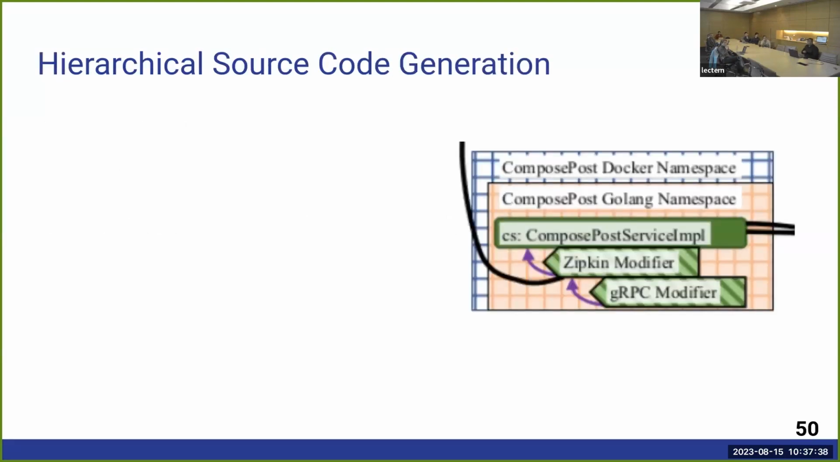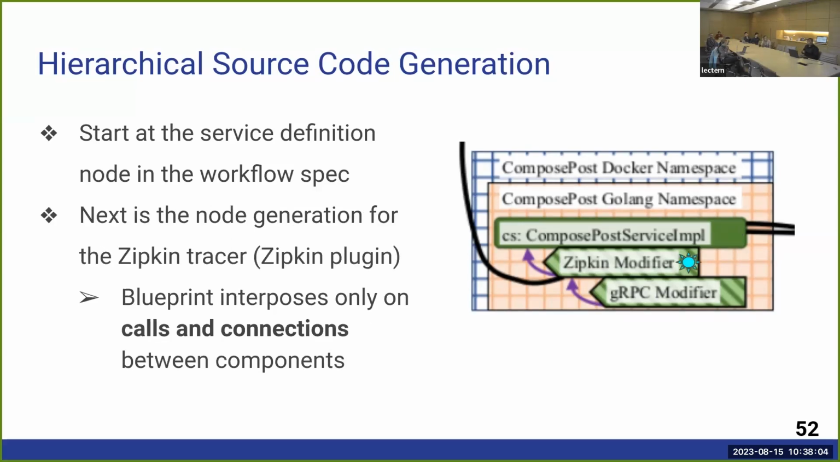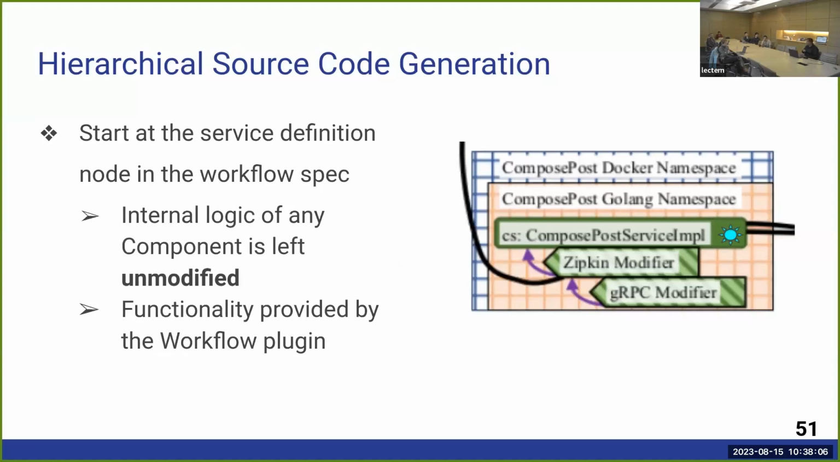So we have a compose post service, which was declared in the wiring spec. We have a couple of modifiers, one tracing and one network, and we have put them into two different namespaces. One is a Golang process namespace, and the other is a Docker container namespace. So the first thing that will happen is that you start at the service definition because it's the leaf node, with no other dependencies. So you start from that, and the internal logic of anything is left unmodified.